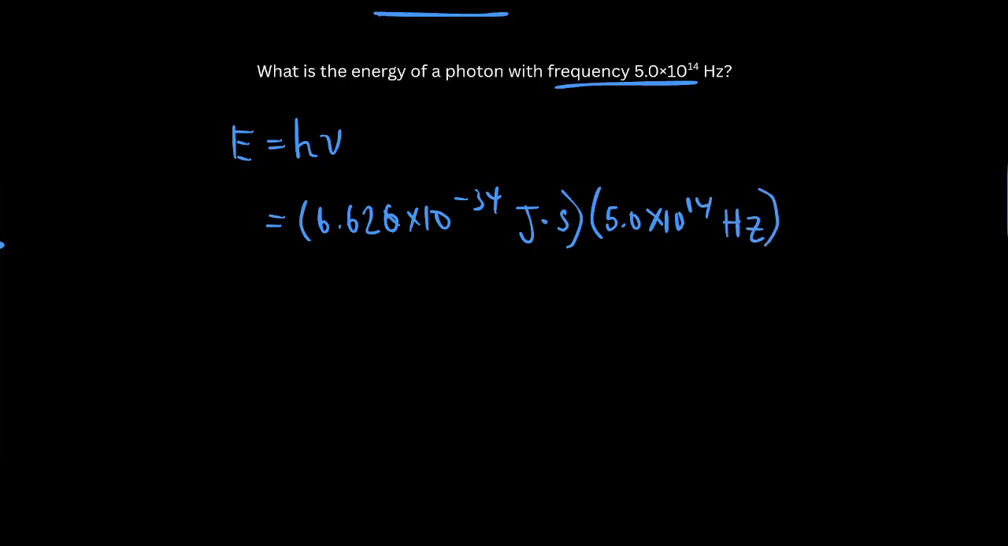hertz. Just for the sake of demonstrating units, if we wrote it in units of seconds to the negative 1, which we know is the same as hertz, seconds to the negative 1 can be written as 1 over seconds. Then our units of seconds and seconds cancel out, and that's why we get our answer in units of joules. Multiplying these out gives us an answer of 3.313 times 10 to the negative 19 joules.